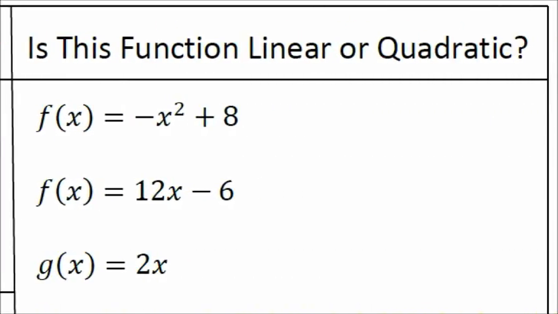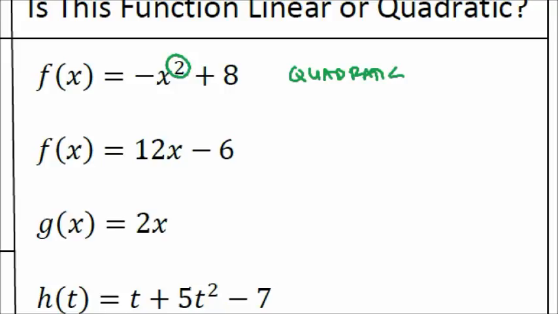So the thing you want to be able to discover in this video is how to determine whether something is a linear function or a quadratic function. Let's take a look at some examples. Here we have f of x is equal to negative x squared plus 8. Well, our largest exponent is 2. Our largest exponent on a variable is 2, and that means this must be quadratic. Why don't you pause the video and take a moment and try to identify all the rest of these, and then go back and watch the video and see how successful you were.